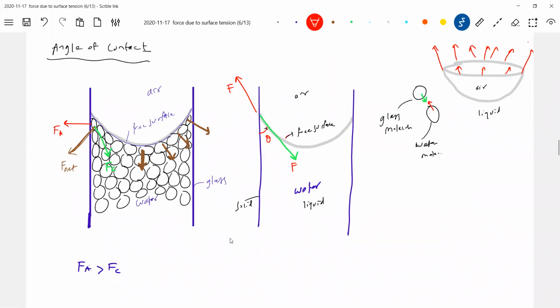It is the angle made by the tangent drawn inside the liquid with the solid. It's the angle measured between the tangent drawn inside the liquid and the solid. This should not be the angle of contact. Inside the liquid we will measure. This is the liquid, no? Inside the liquid it should be measured. Here there's the air. The liquid is here. So this is the angle of contact here.